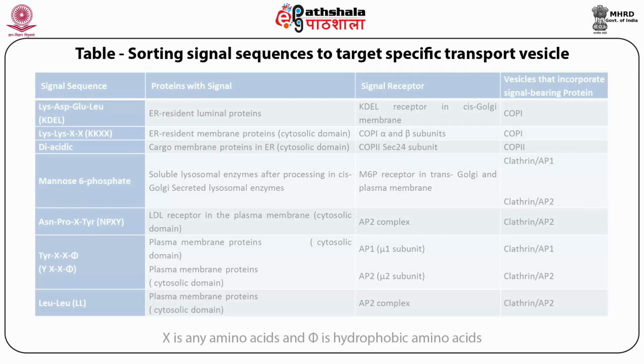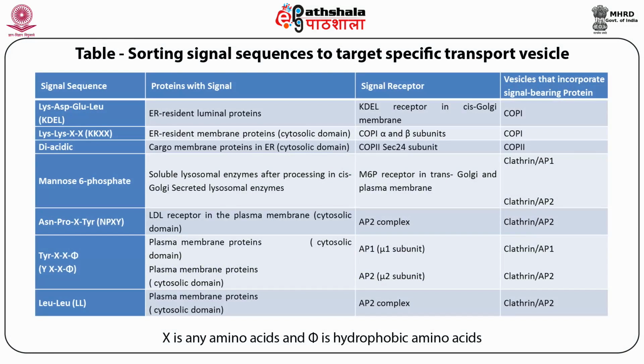This particular table shows the sorting signal sequences which are required to target specific transport vesicles. You will find that if a protein has a signal of KDEL, it means these signals are required for residents of the endoplasmic reticulum, and the receptors are KDEL receptors which are present in the cis-Golgi apparatus, and the vesicles that incorporate signal-bearing proteins are COP1 vesicles.